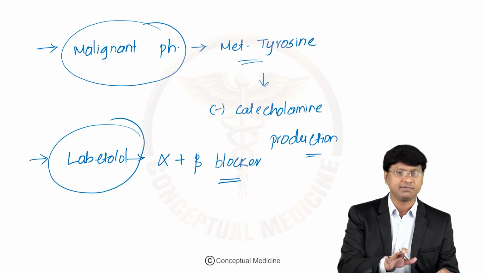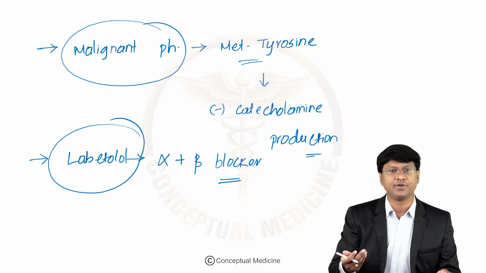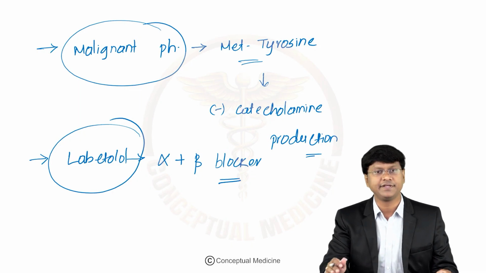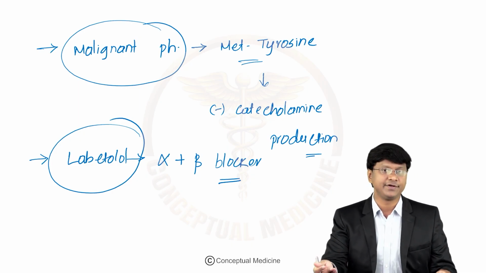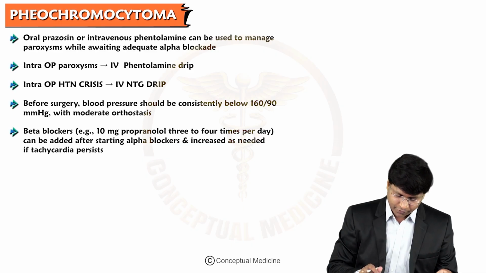But before the surgery, the blood pressure should be less than 160/90. And for that, you need to do adequate preoperative preparation with the help of phenoxybenzamine and other drugs like phentolamine as well as prazosin. Okay. Now, let's see some multiple choice questions on the same topic of pheochromocytoma.